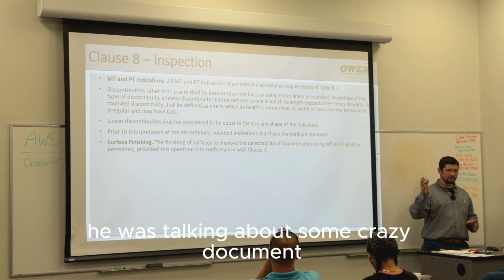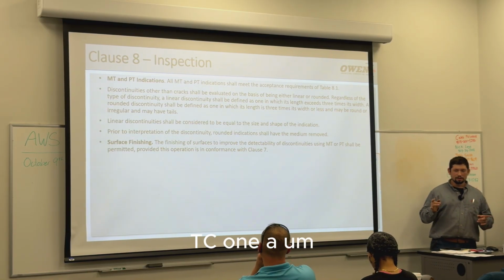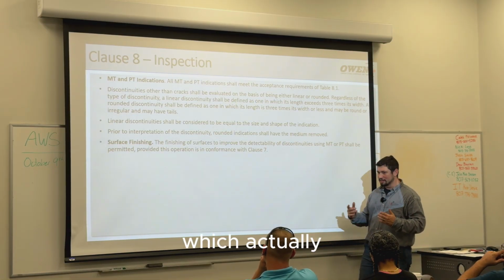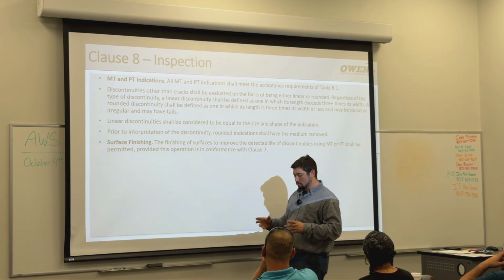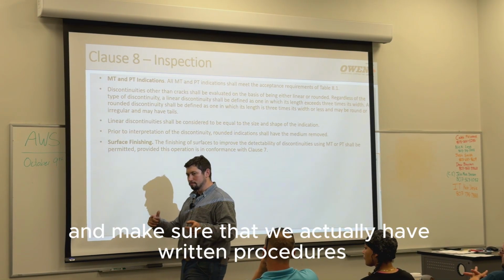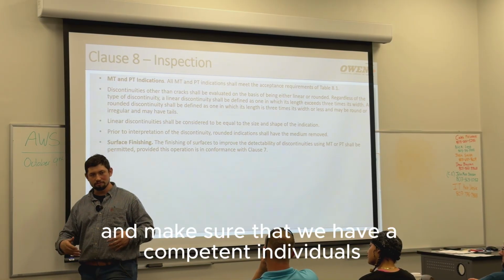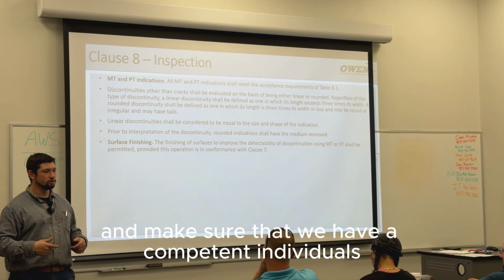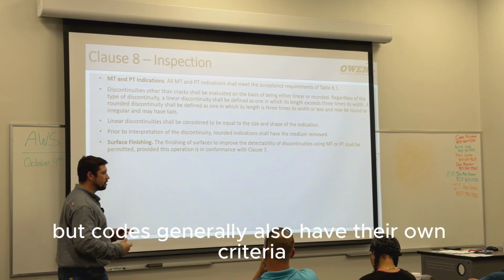He was talking about some crazy document, TC1A, which actually regulates and makes sure that we actually have written procedures for all these different inspections and make sure that we have a competent individual that's setting a criteria for us.